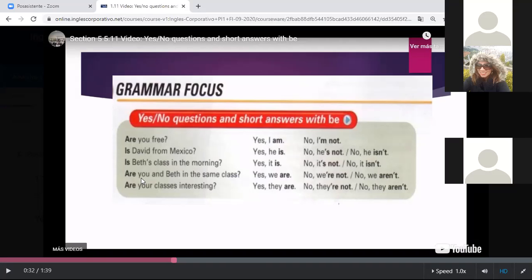I understand? Yes. Okay, now, girls, you make the question, boys, you make the answer negative, okay? Girls, okay. One, two, three. Are you free? No, I am not.